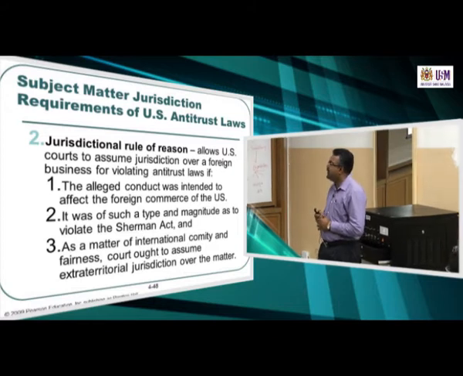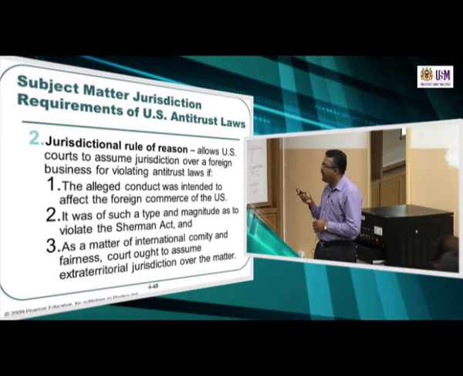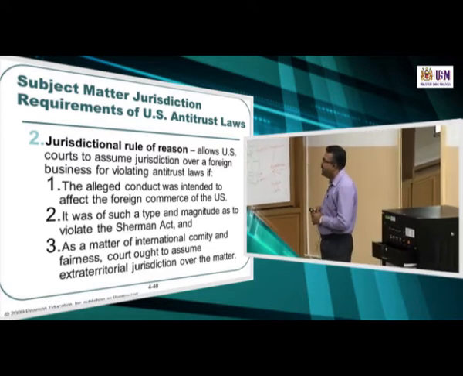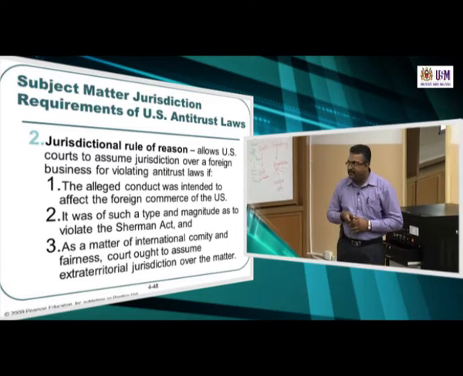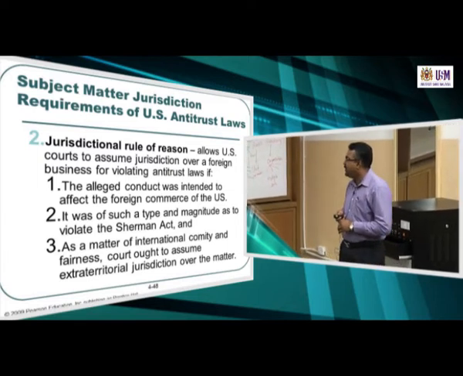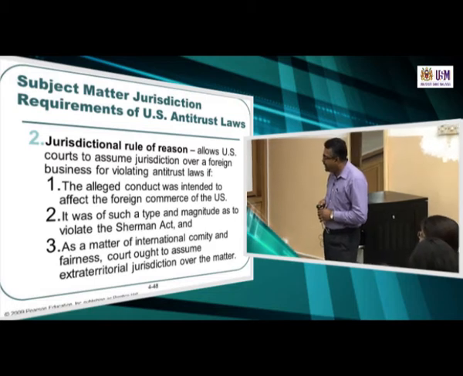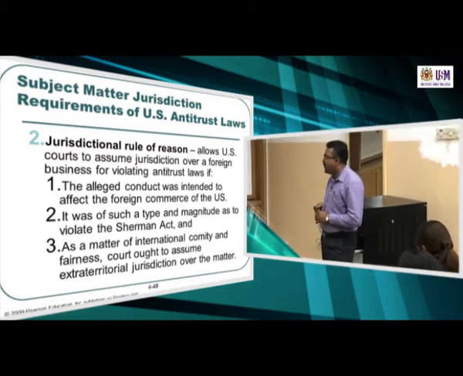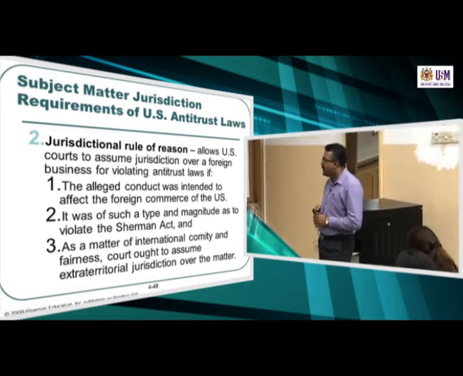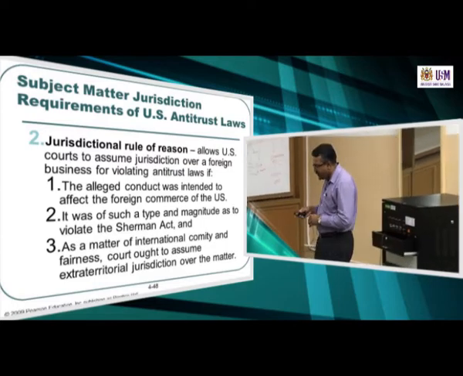The jurisdictional rule of reason allows the U.S. court to assume jurisdiction over a foreign business for violating antitrust law if the alleged conduct was intended to affect the foreign commerce of the U.S. and was of such a magnitude as to violate the Sherman Act. As a matter of international comity and fairness, the court ought to assume extraterritorial jurisdiction.